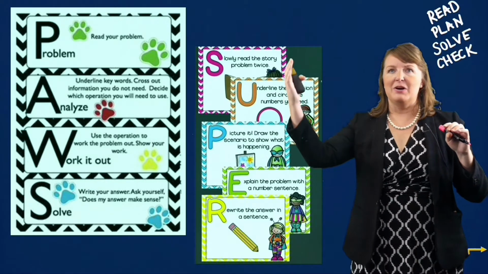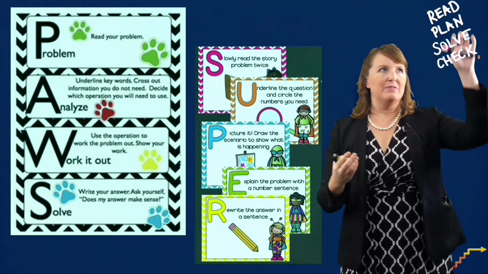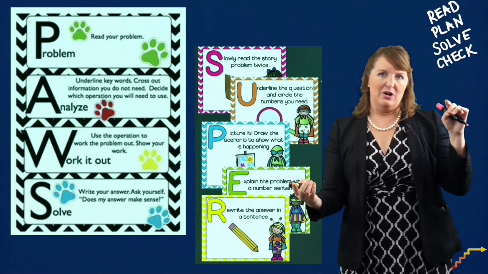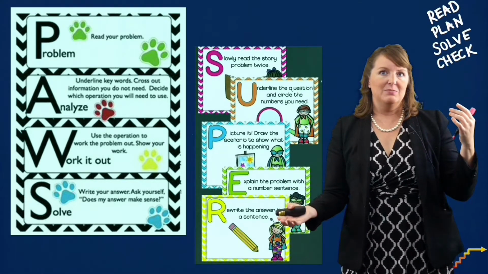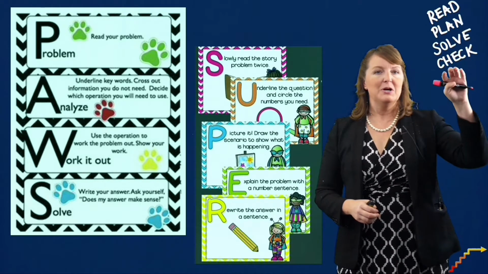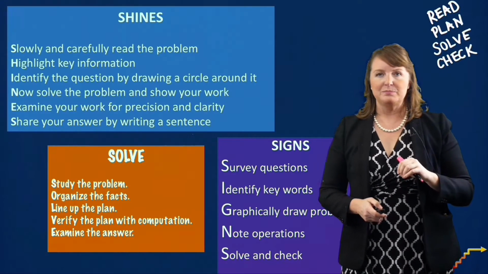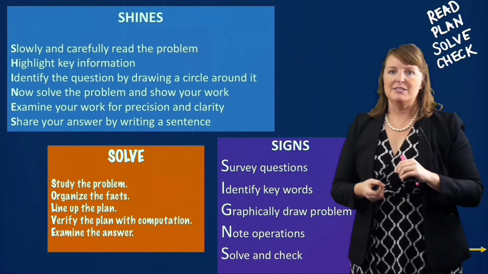And here we have super. I read the problem twice, I underline the information, so I'm making my plan, I solve the problem, and then here I could actually rewrite my answer in a sentence if we wanted to. So that could be part of checking our work. Here are some other attack strategies.